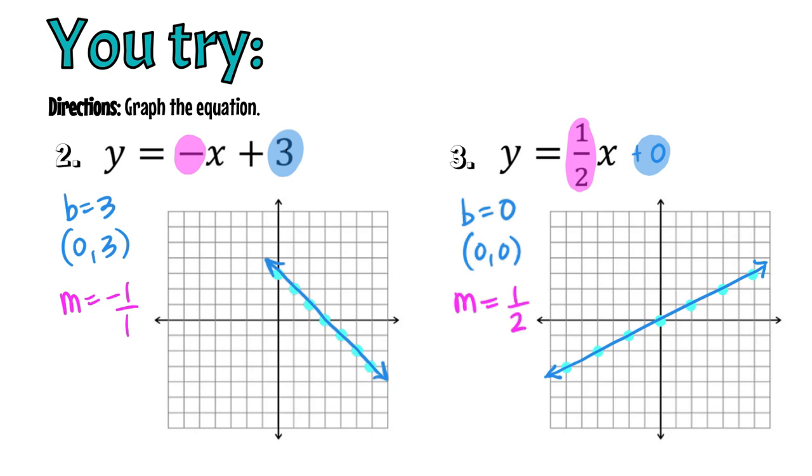In number 3, I have b equals 0. So if there's no b value, that just means b equals 0. So our point is the point 0, 0, which is the origin of the graph. Our slope is 1/2, so we go up 1 over 2, up 1 over 2. And then we can also go back 2, down 1, back 2, down 1 to follow the same pattern.